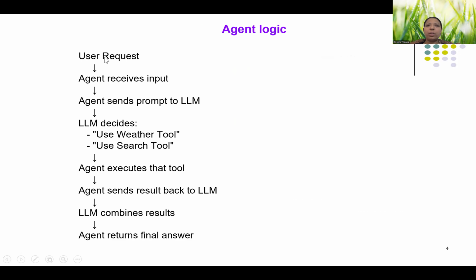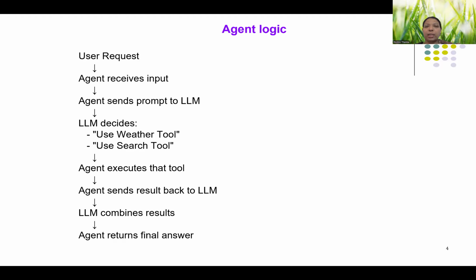Whenever a user is giving a request, for example, I'm asking for a trip schedule to visit Chennai. If that is my user request, then the agent receives that input and gives the input to the LLM. The LLM will understand the prompt and then decide what tools are required to do the particular task. Does it require any calculator, or any weather API, or any search tool? So it decides all the tools and then the agent comes into play. The agent executes that tool and sends it.